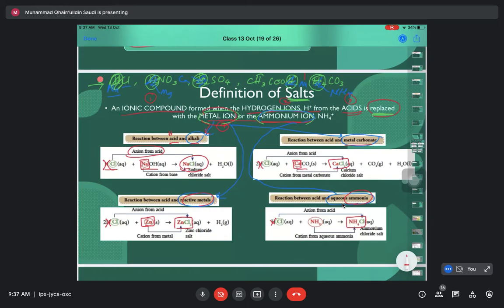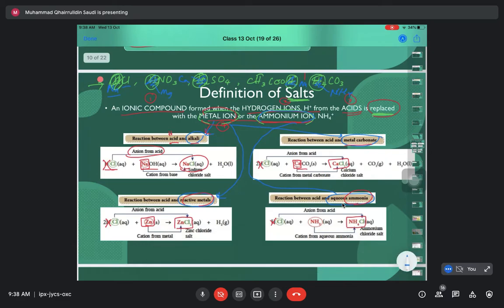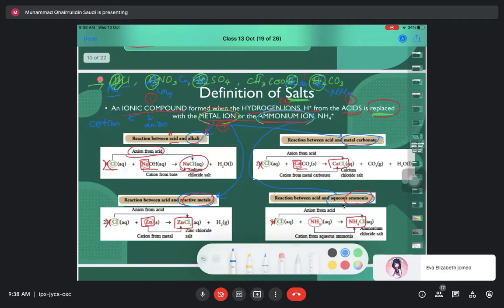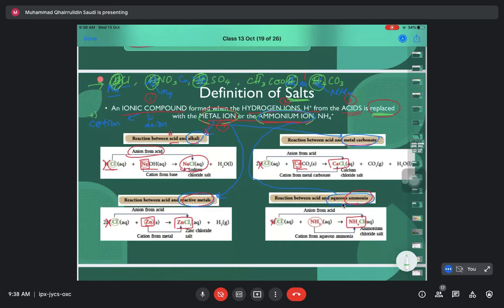Okay, untuk kita to simplify, actually our salts kan ionic compound kan? We have cation and anion, betul? Masih ingat apa itu cation and anion? What is cation? Positive charge. Positively charged ions. What is anion? Negatively charged. Negatively charged ions.